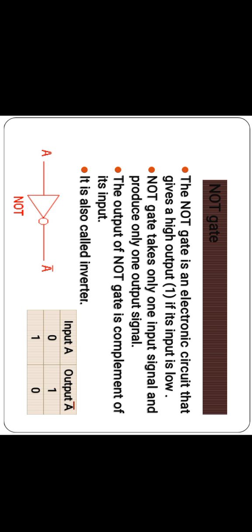Next diagram is truth table of NOT gate. Here the input is only one input, that is A, and the output is A bar. For 0 input the output is 1. For 1 input the output is 0. The application of NOT gate is used to complement digital signal. The Boolean expression of NOT gate is y equal to a bar.